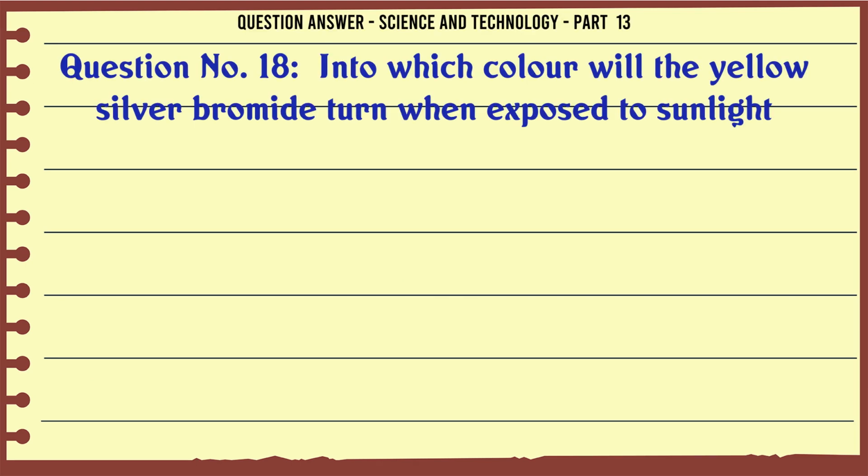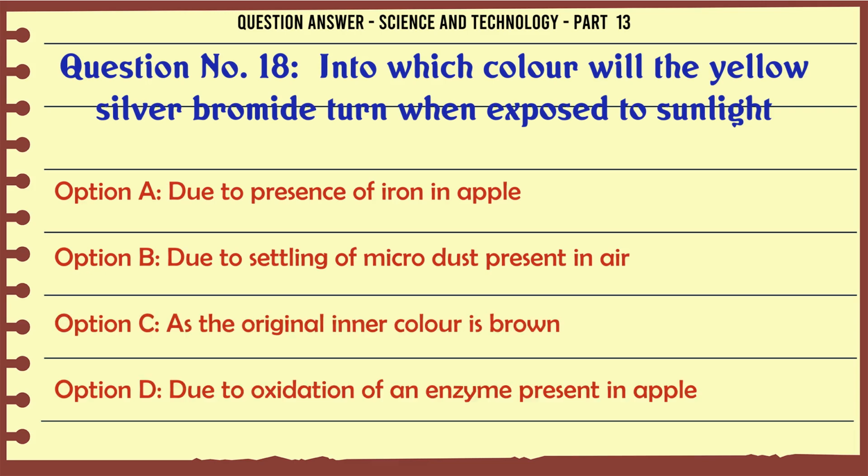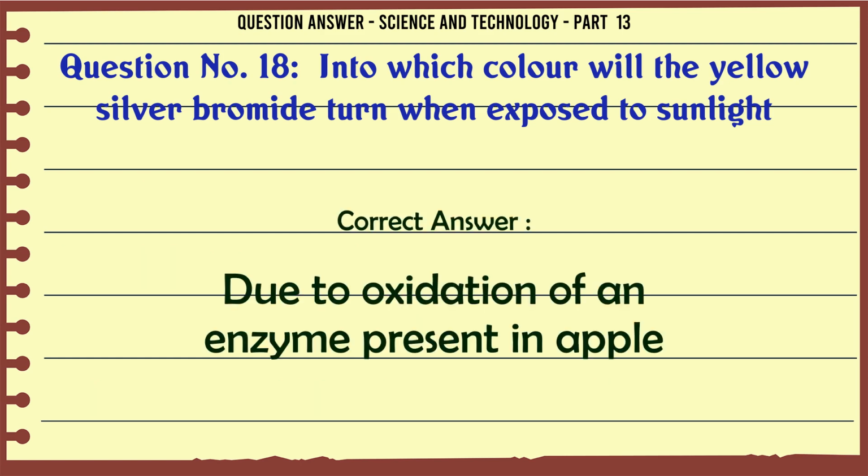Why does a cut apple turn brown? A. Due to presence of iron in apple. B. Due to settling of microdust present in air. C. As the original inner color is brown. D. Due to oxidation of an enzyme present in apple. The correct answer is due to oxidation of an enzyme present in apple.